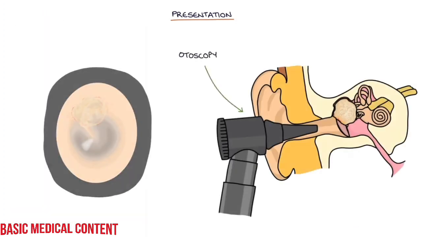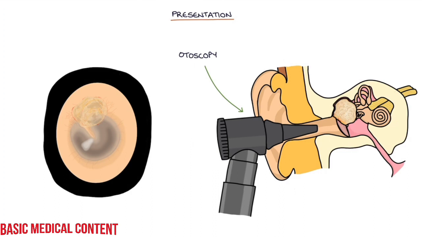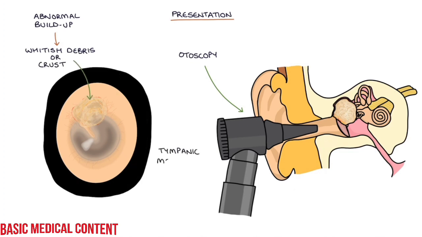Otoscopy, where an otoscope is used to look down the ear canal, can show an abnormal buildup of a whitish debris or a crust in the upper tympanic membrane. However, it may not be possible to visualize the eardrum if discharge or wax are blocking the canal.